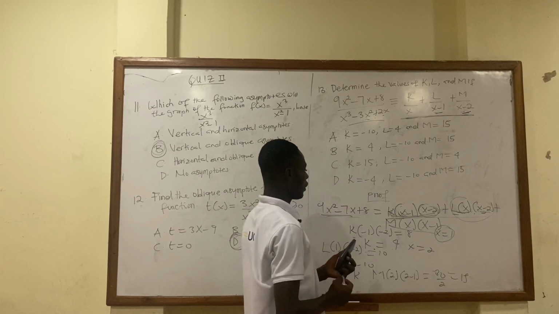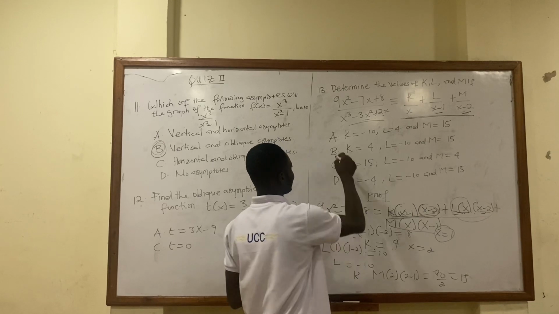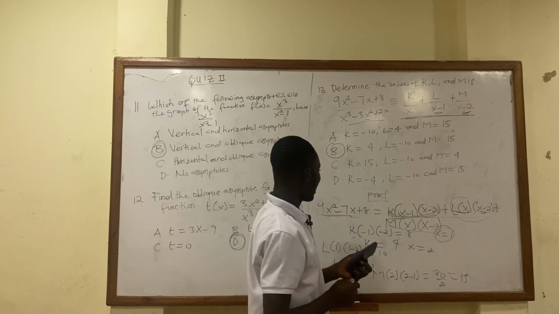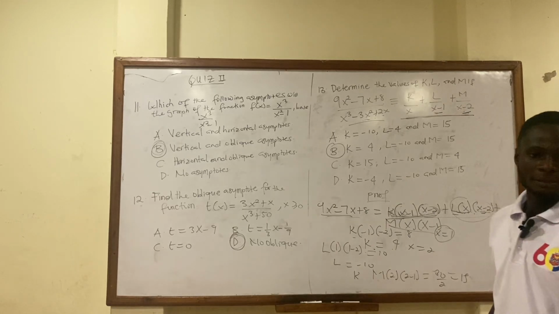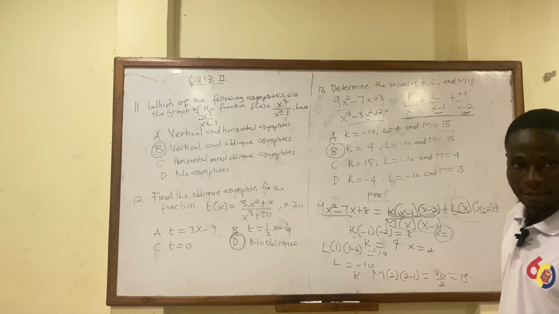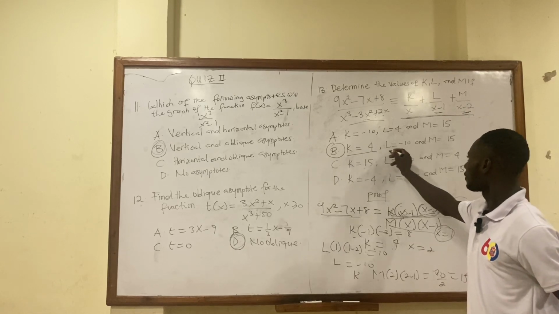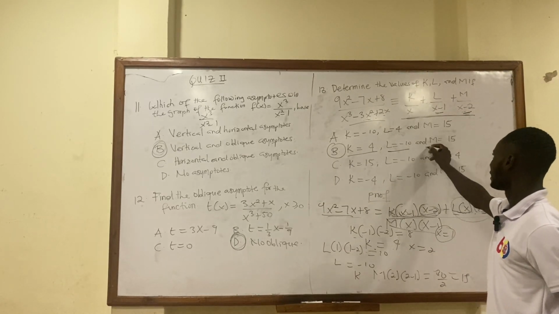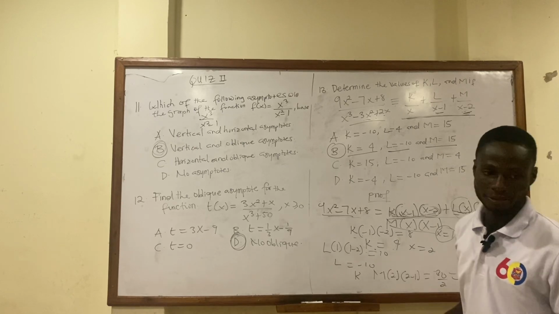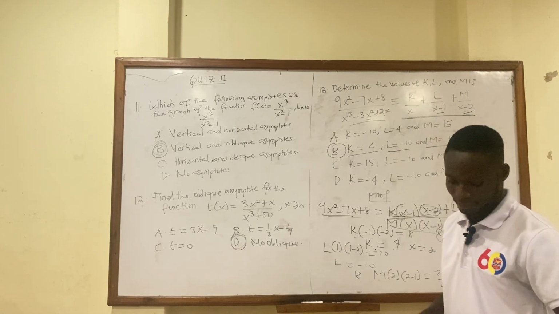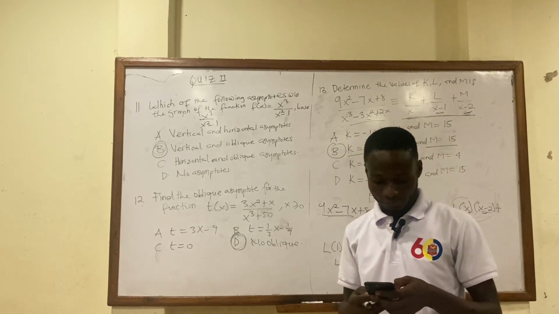So we say that option B is right. So our question 13 is B. k is 4, l is minus 10, and m is 15. Okay, let's continue from there.